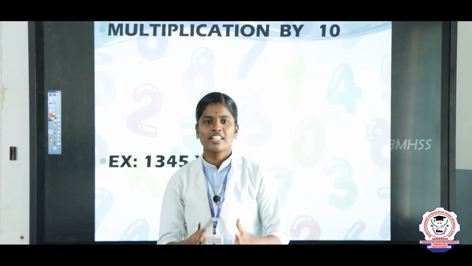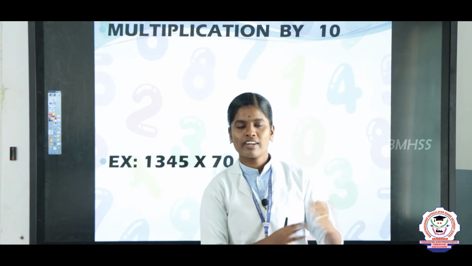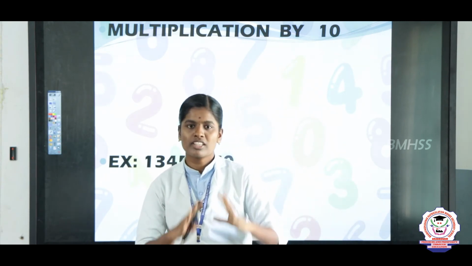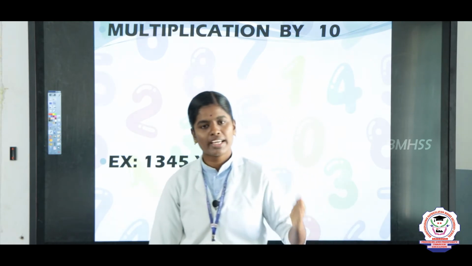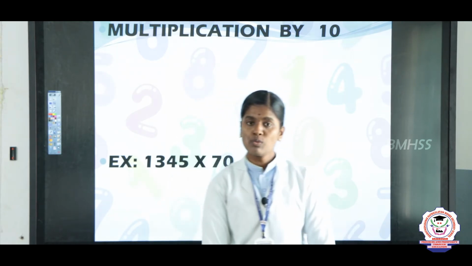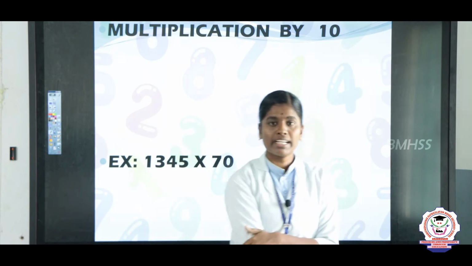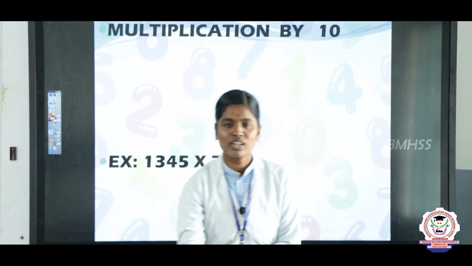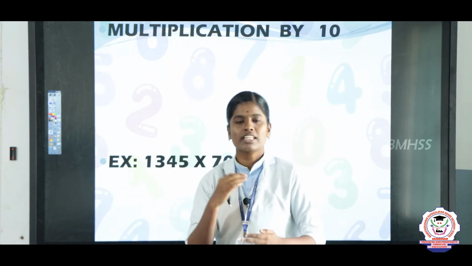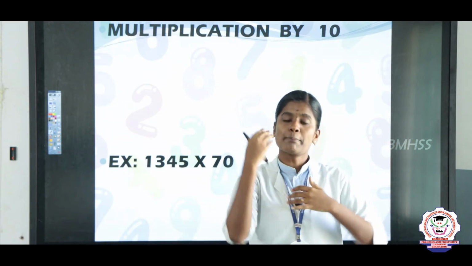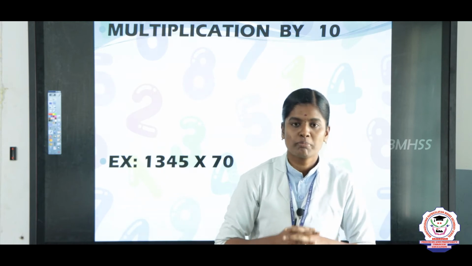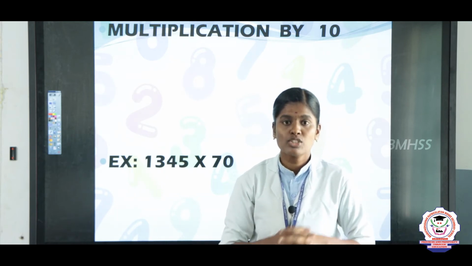Listen children, in the previous topic you have learned terms related to multiplication. So, what are all the terms we have in multiplication? That is multiplicand, multiplier and product. And now we are going to see multiplication by tens form. You all know what the tens form is, right? Tens form means 10, 20, 30, 40, 50, 60, 70, 80 up to 90.